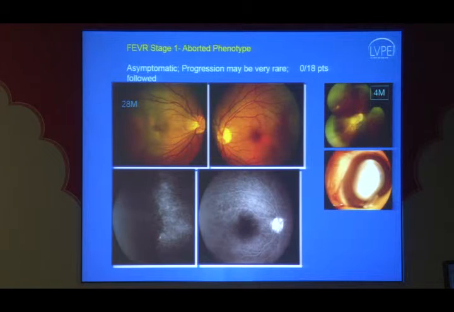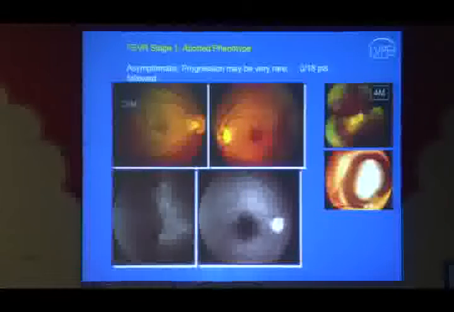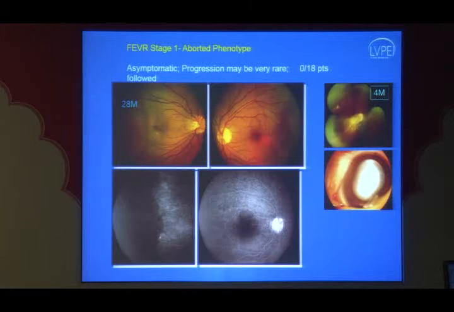It is divided into 5 stages. FEVR stage 1 is sort of an aborted phenotype. Most of these people remain stable and they are diagnosed because of this little dragging or vitreous condensation. If you look carefully, then you will notice these changes, that the arcades are a little dragged and what we call supernumerary vessels around the arcade. On angiogram, of course, this can be very well noticed.